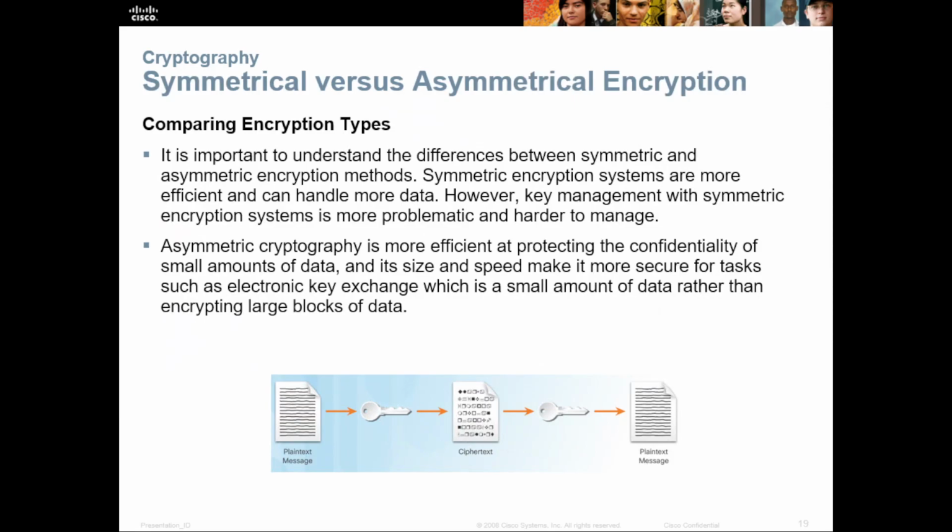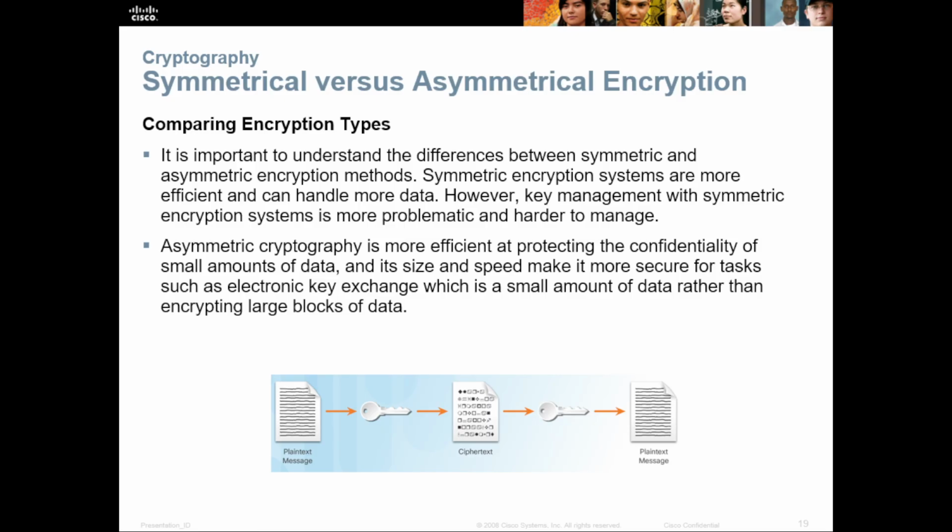So let's compare these encryption process types a little bit more. It's important to understand the difference between symmetric and asymmetric encryption process, which I said one uses a pre-shared key, which is symmetrical, and the asymmetrical uses both a private and a public key, and the private key is only known by the receiver.